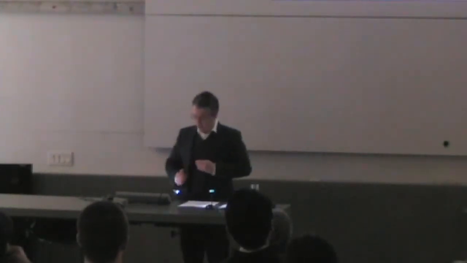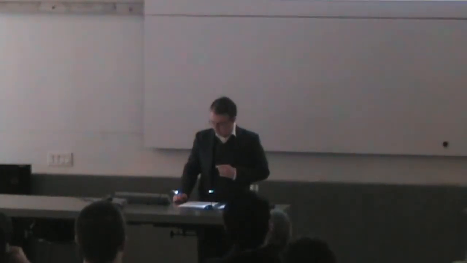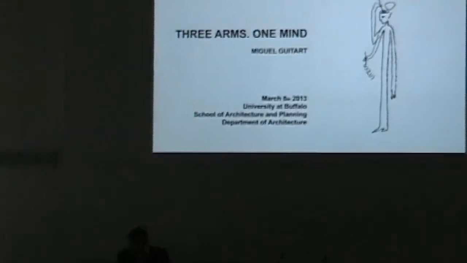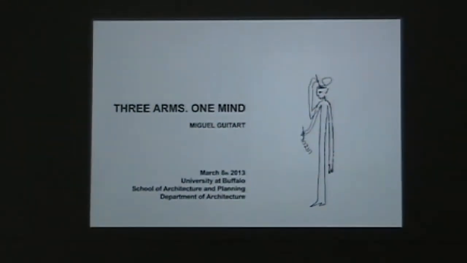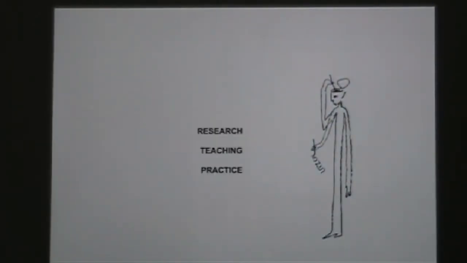I chose this drawing by Bjorn Knudsen to illustrate the title of this lecture, called Three Arms, One Mind. The three arms of the title allude to the three actions that, to me, integrate the exercise of architecture. That is research, teaching, and the professional practice. The three constitute the tripod in which I understand my role as an architect, and they all come together when I teach, when I do research, when I design, and when I build.